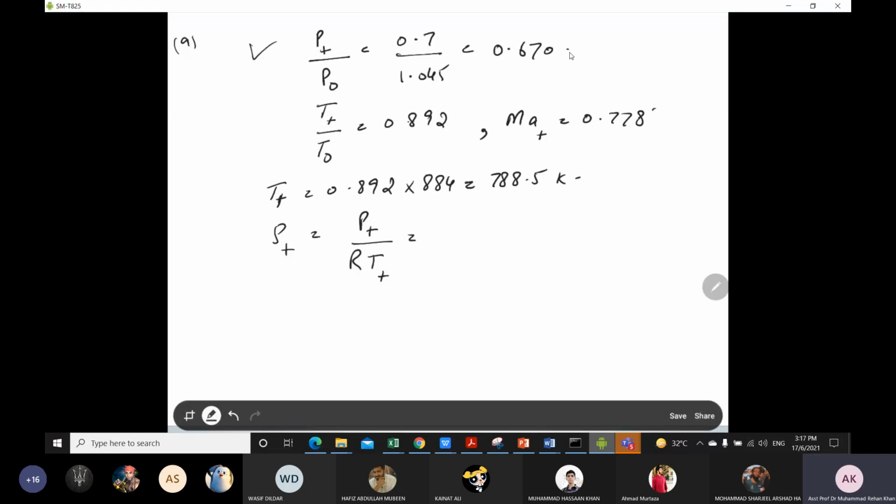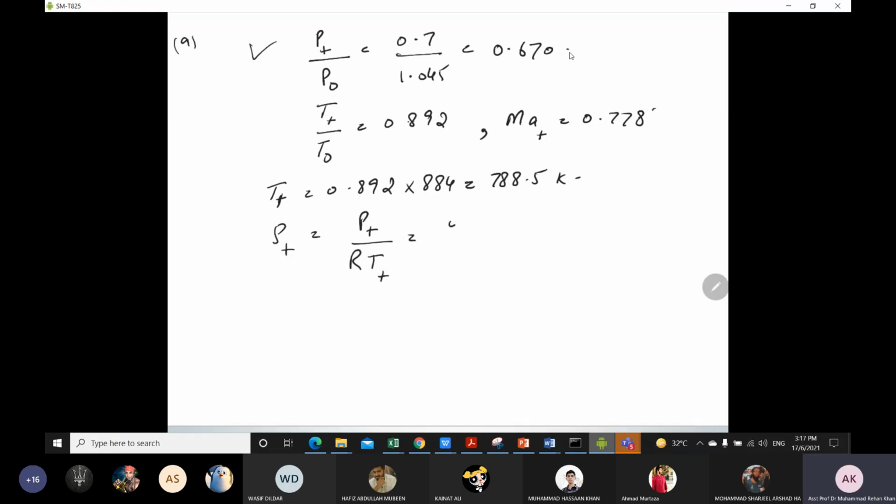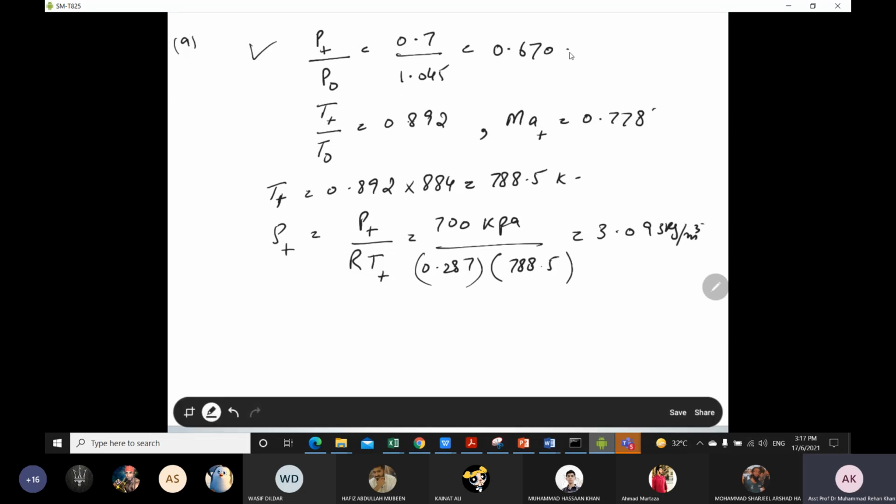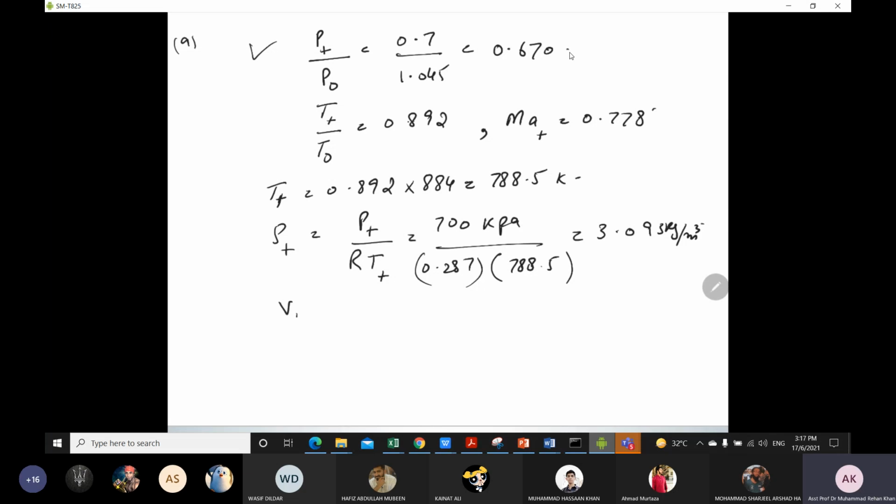So throat pressure is basically equal to back pressure, so 0.7 megapascal or 700 kilopascal. R value is 0.287, and temperature at throat we have just found, which is 788.5 Kelvin. So if you just solve it, you will get the density at throat, which is 3.093 kg per meter cube. Okay, so from this data we can easily figure out the value of V throat.